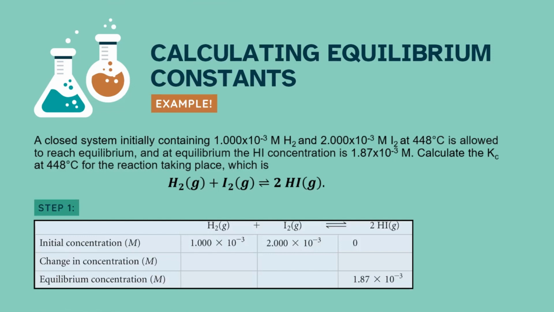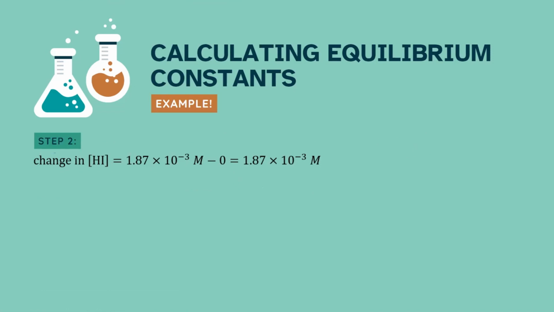For the first step, we can tabulate the concentrations, and for this problem, initial amounts of the reactants are given, so we have to input them on the corresponding I, or the initial. And also, the equilibrium concentration of the HI is given, which is 1.87 times 10 raised to negative 3 molar. Now for step 2, we find the change in concentration of HI by subtracting the initial, which is technically 0, from the equilibrium value. We get the same, which is 1.87 times 10 raised to negative 3.